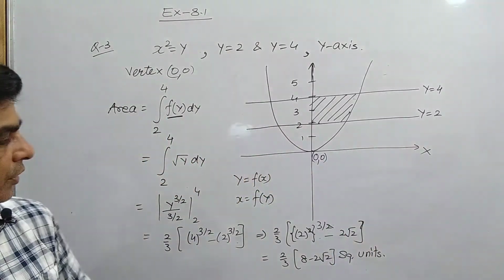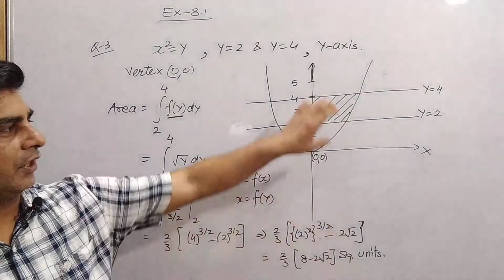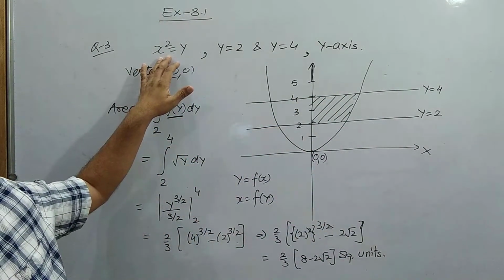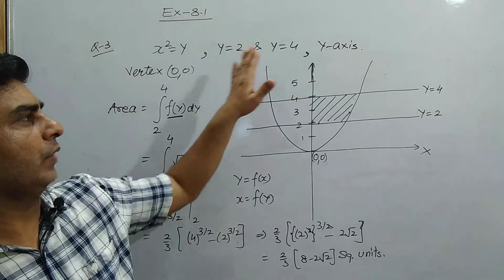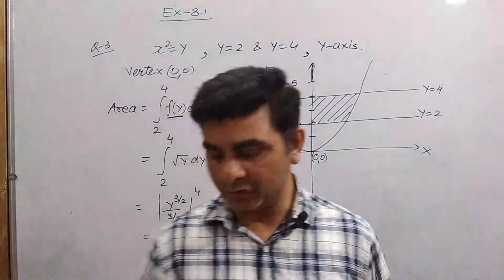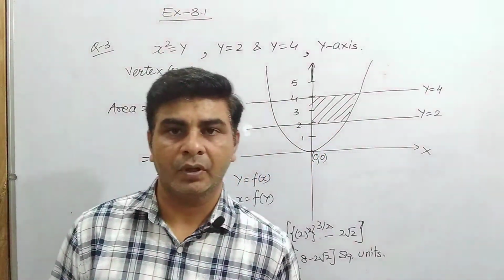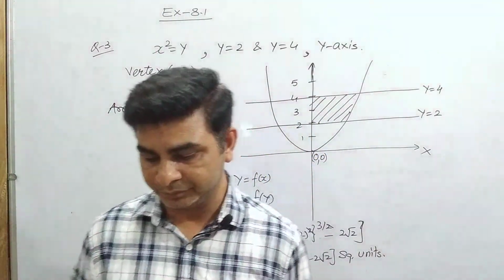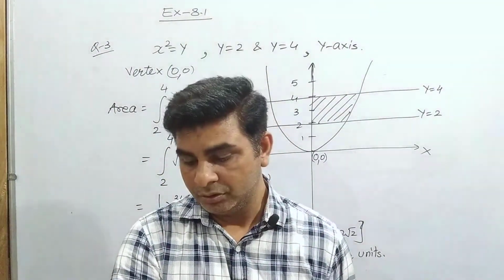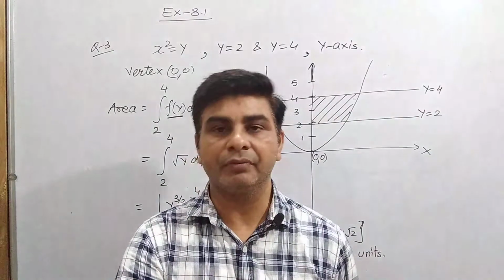So dear students, this is the area of the given bounded region given by the equation of the curve x is equal to root y, y is equal to 2, y is equal to 4, and the y axis. So this was question number 3 of your exercise 8.1. Now let's do question number 4 from your exercise 8.1.